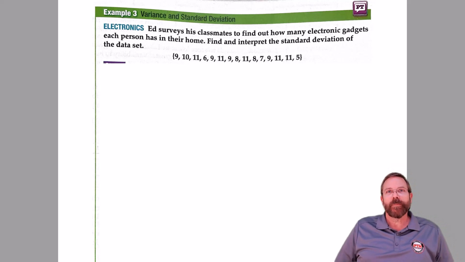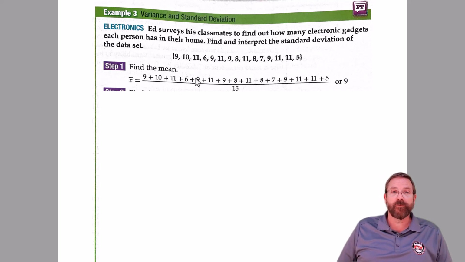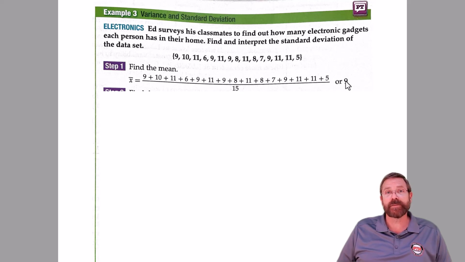We left off learning about standard deviation, and here we're going to be looking at a problem involving Ed. Ed surveys his classmates to find out how many electronics each person has in their home. Find and interpret the standard deviation of the data set. So what he had to do is he first had to find the mean. So he added up all of the different answers he got from his classmates, divided by his number of classmates, and that gave him a mean of 9, meaning on average his classmates said they had 9 different pieces of electronics in their homes.